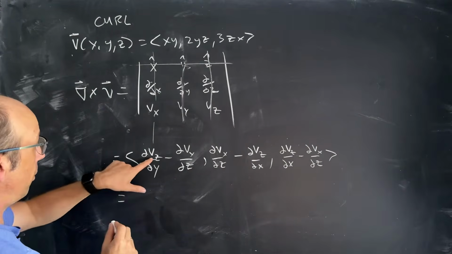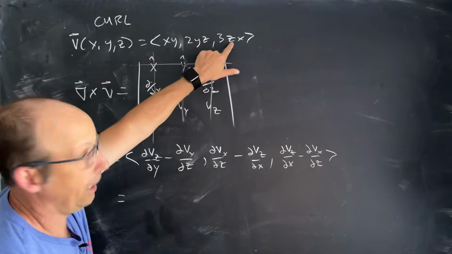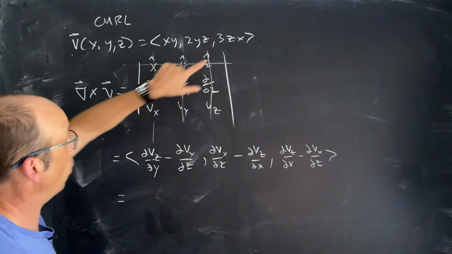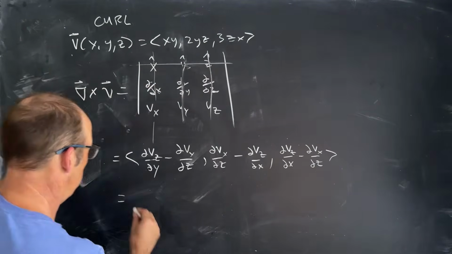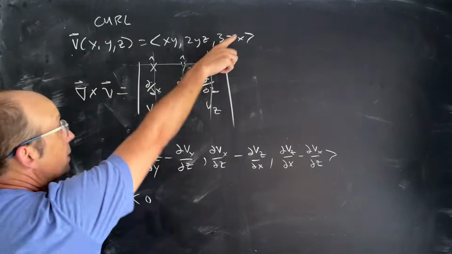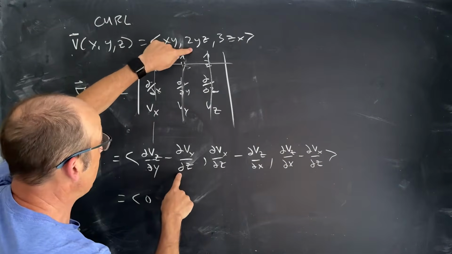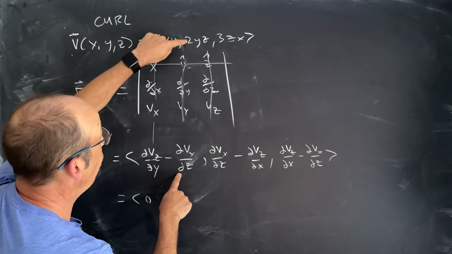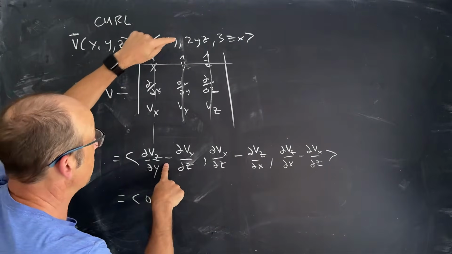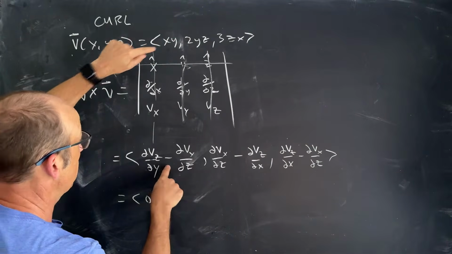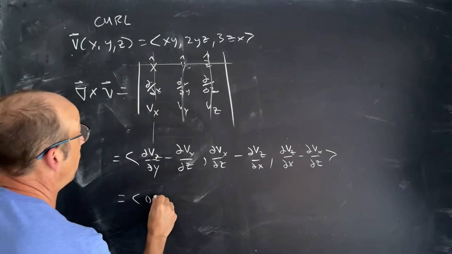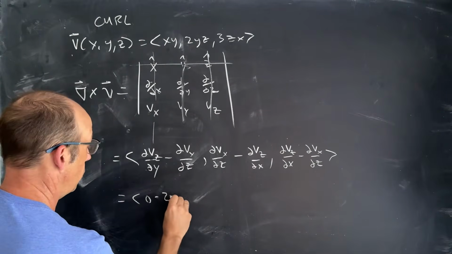So the partial of vz, that's my vz, with respect to y is 0. There's no y's in there. The partial of vy with respect to z is going to be 2y. But there's a minus sign. So minus 2y.